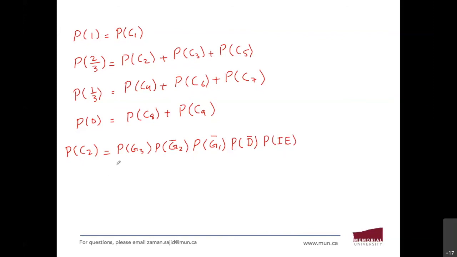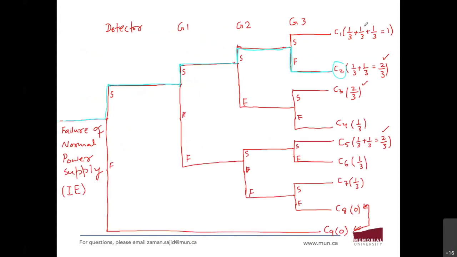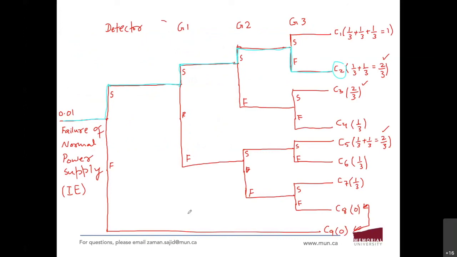Now let me take you to the question here. So these are the failure probabilities. For normal power supply, it is 0.01. So what I will do, I will just write down here these probabilities. It is 0.1. For detector, my failure probability is 0.001. So the success probability should be 1 minus this value.